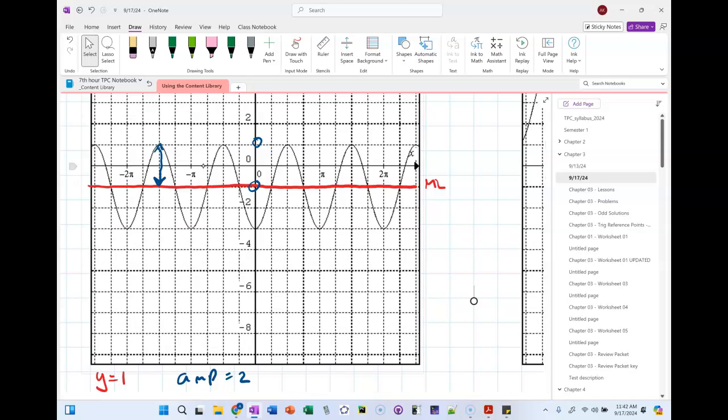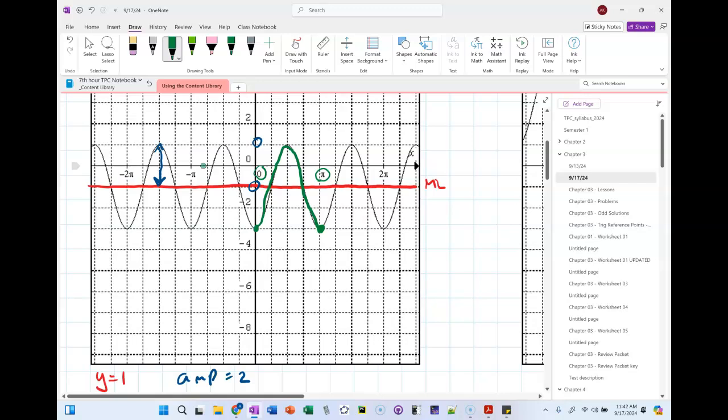Okay. I'm going to look for the period next. So I'm going to identify one cycle on my graph. So like that's one cycle. Doesn't matter where you started, as long as you have one cycle. I like starting here because we're at x equals 0. What x value does my cycle end at? 4. Well, that's a pi.